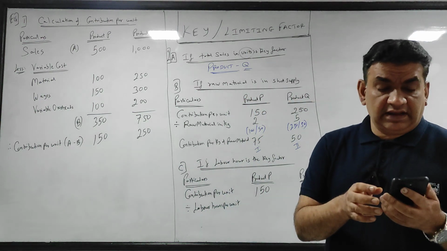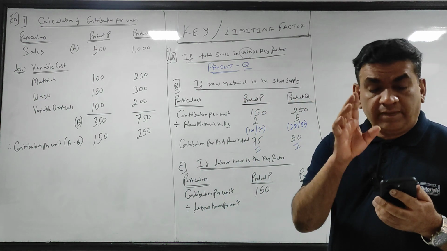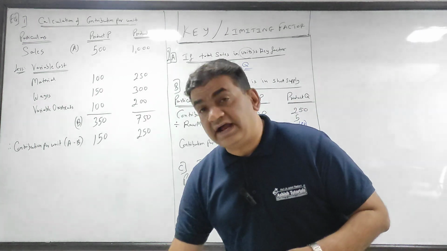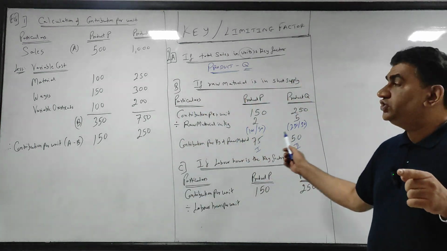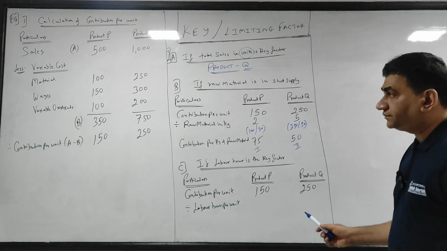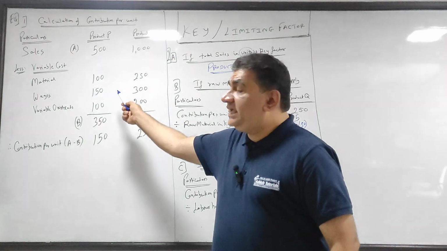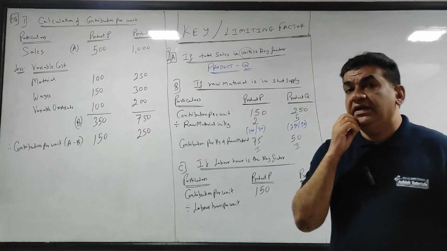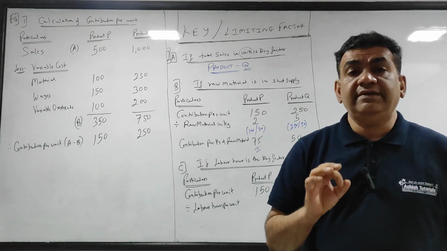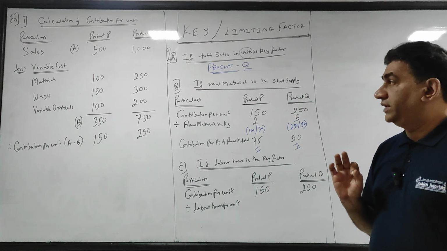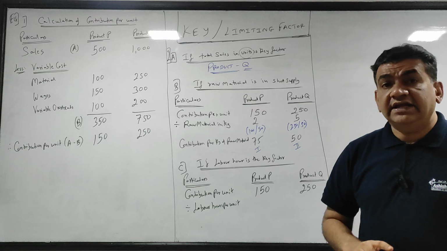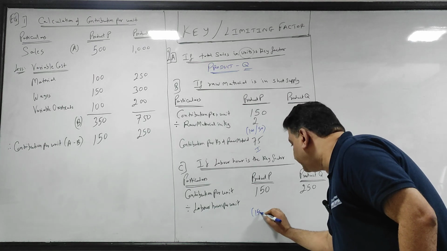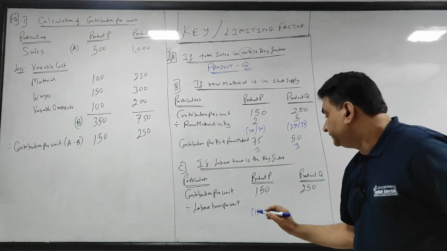Now see, how many labor hours do you have? Go back to wages. You have paid 15 rupees per hour. Same calculation as we did in material. Now see here, for product P I paid 150 rupees per unit. At what rate? 15 rupees. So 150 rupees paid in total.